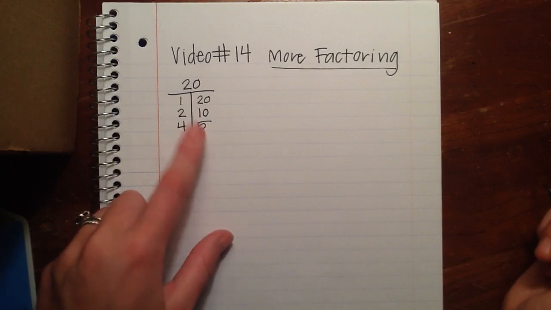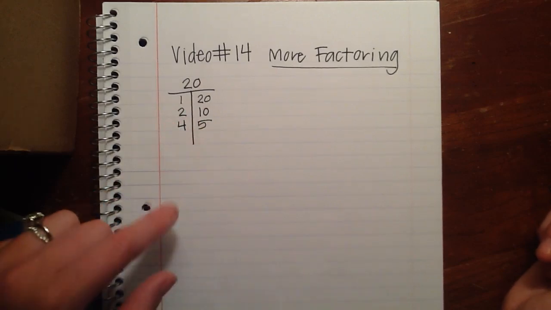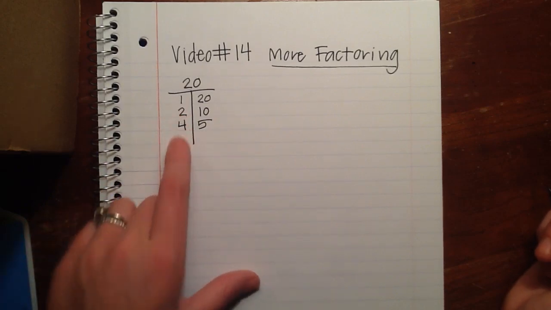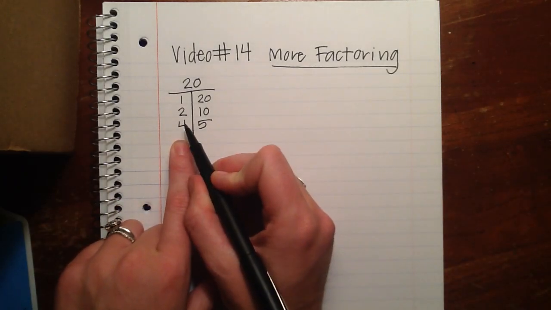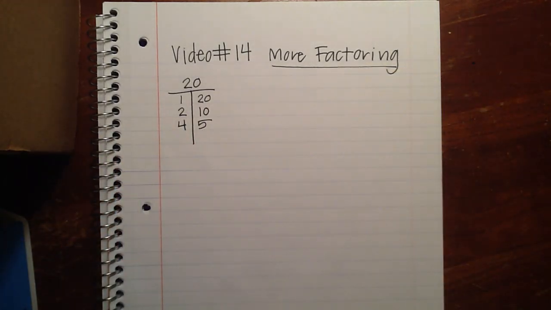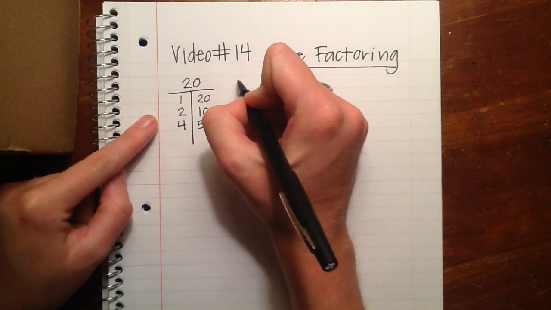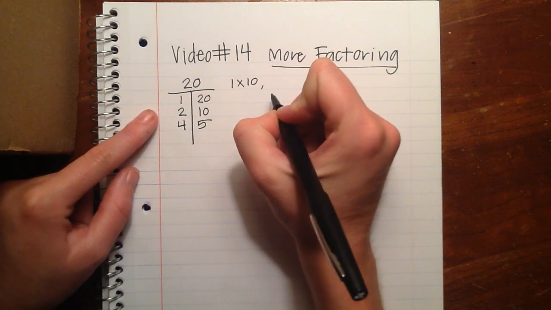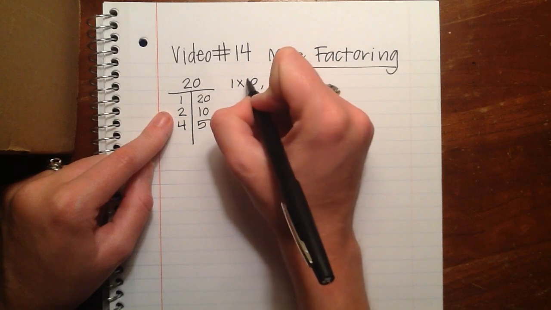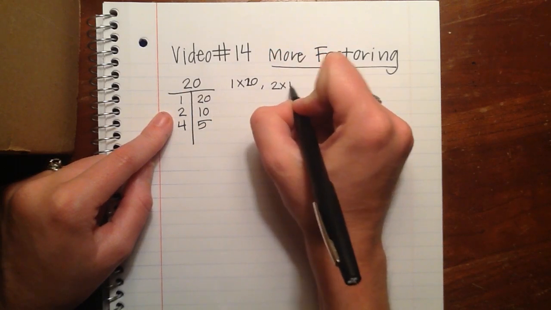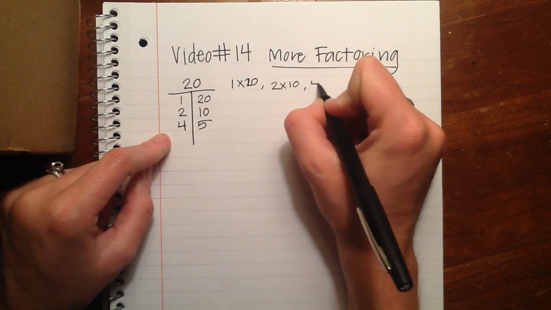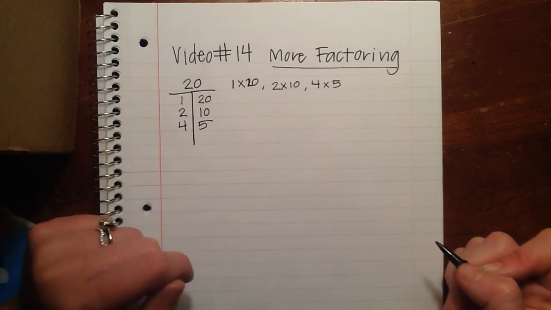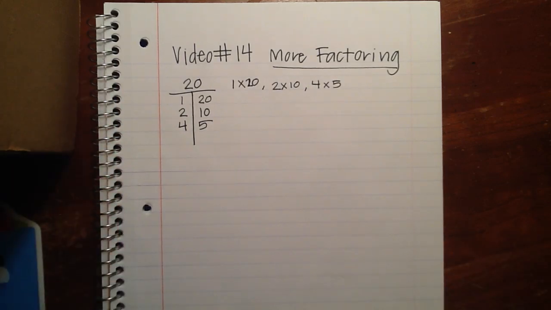So once you start to repeat, I call it my U. Now I know automatically I'm done because my next number on this list would be 5 and I'd get 4, so it would just be going back and forth, repeating. So now what I know is 1 times 20 is a factor pair. 2 times 10 is a factor pair. 4 times 5 is a factor pair for 20. Now this only works if you know your multiplication facts. Okay?